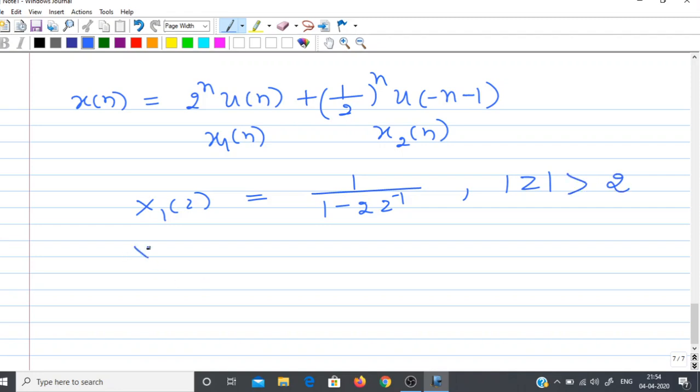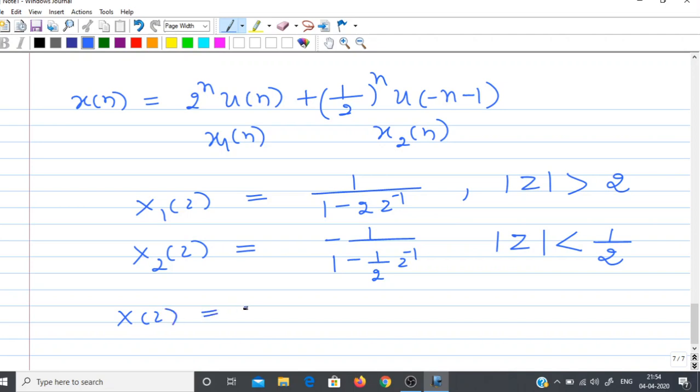And what about X2(z)? X2(z) would be minus 1 upon 1 minus half z inverse with mod z less than half. And we know that this X(z) would be X1(z) plus X2(z). Now, what is the ROC for X1(z)? It is mod z greater than 2. And what is the ROC for this? Mod z less than half.